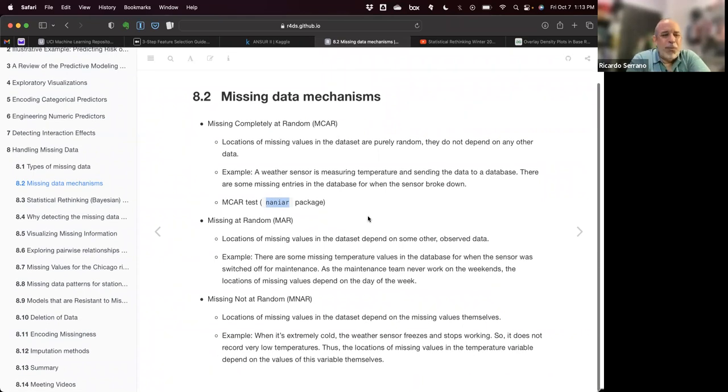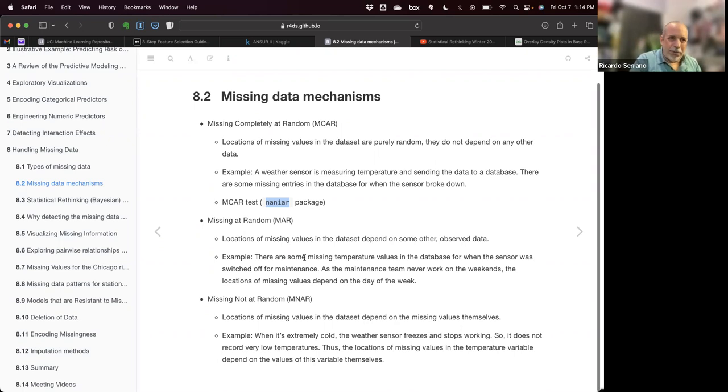Okay, the other two, these are the important ones. Missing at random, okay? Where the locations of missing values in the data set depend on some other observed data. And in the book, they mention an example of how this happens. So for example, let's take the same weather sensor, right? There are some missing temperature values in that data set for when the sensor was switched off for maintenance, okay? So we can see that because of the preventive or scheduled maintenance that they're doing to the sensor, they're going to turn off the sensor, and for that period, there's not going to be any data recorded, okay? So you can attribute that to something that is happening to the sensor that you can then measure, because you can measure when the sensor is maintained and when it's not maintained.